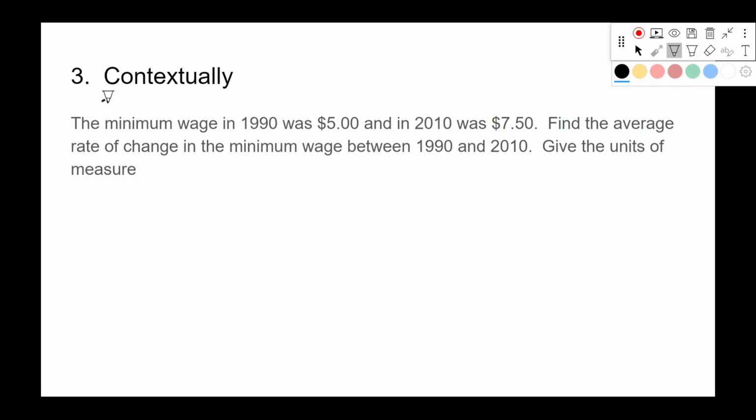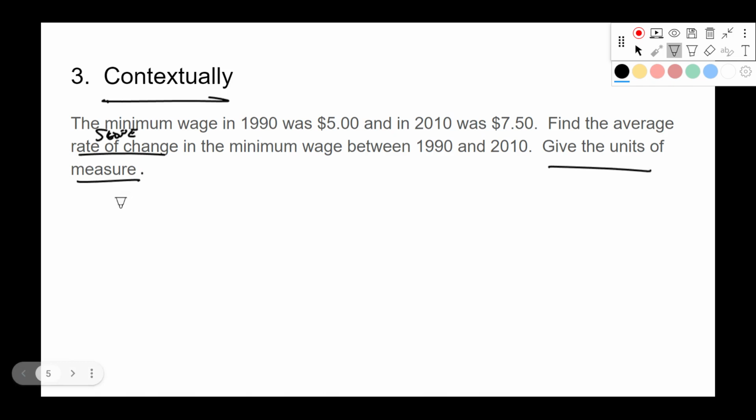All right, finally, we have contextually. Okay? In context. So let's read this. The minimum wage in 1990 was $5 and in 2010 was $7.50. Find the average rate of change, that's slope, in the minimum wage between 1990 and 2010. And then we have to give the units of measure. So I'll talk about that as well.